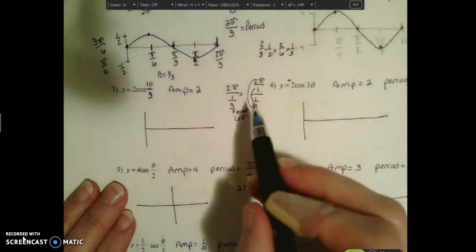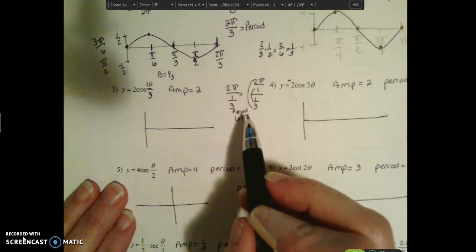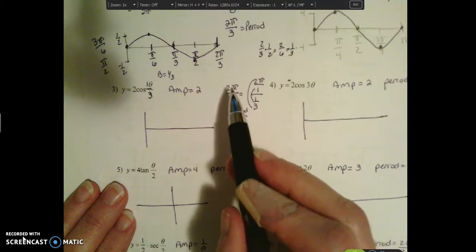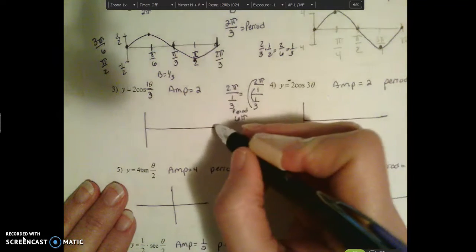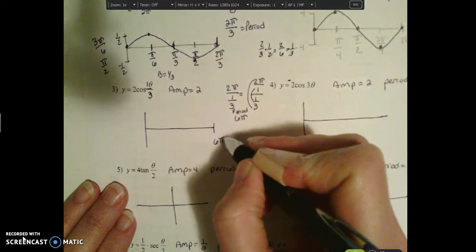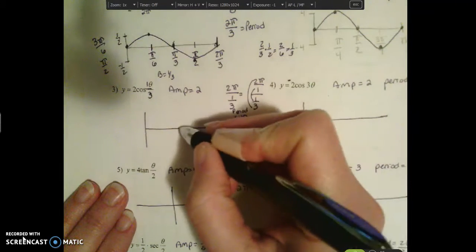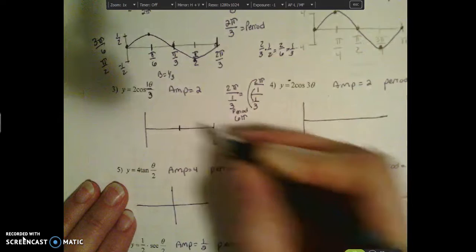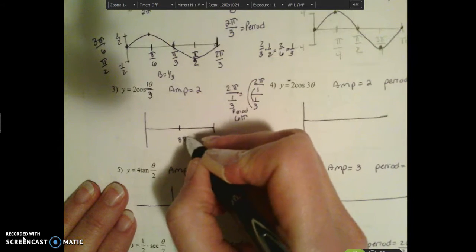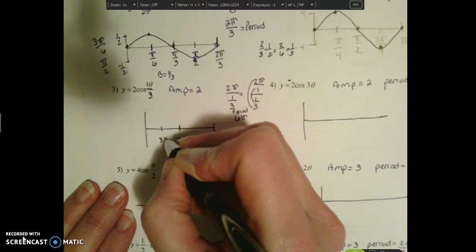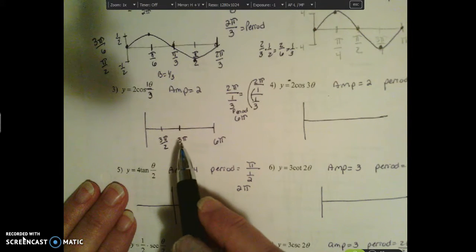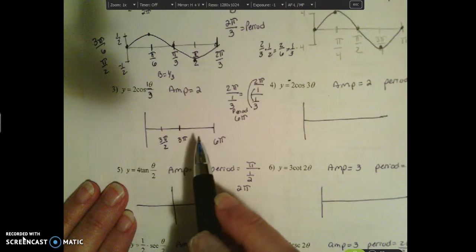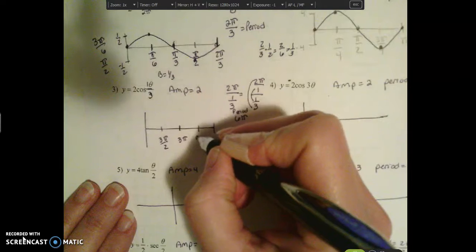Okay, so let's look at this one. The period is 6 pi, so it's 2 pi divided by 1/3, which is 6 pi. So this piece is 6 pi, and then we're going to take the halfway point, so half of 6 is 3 pi, and then half of that is 3 pi over 2, and then we're going to count. 3 pi over 2 plus 3 pi over 2 is 6 pi over 2, 6 pi over 2 plus 3 pi over 2 is 9 pi over 2.